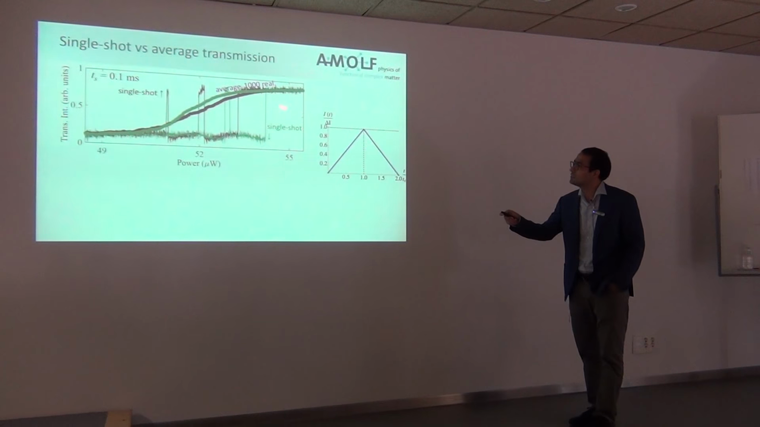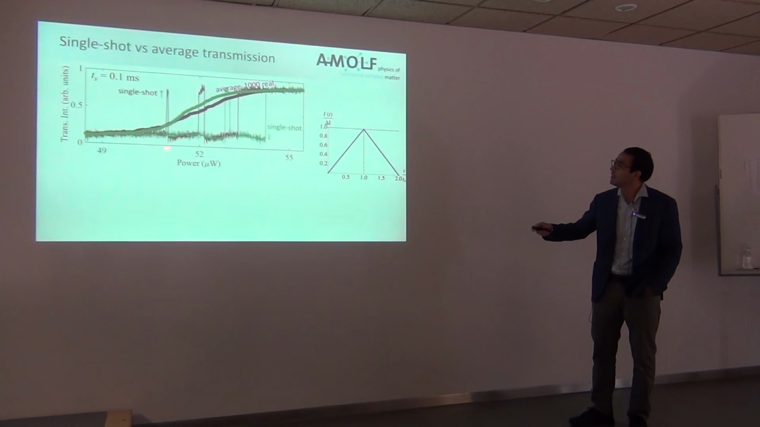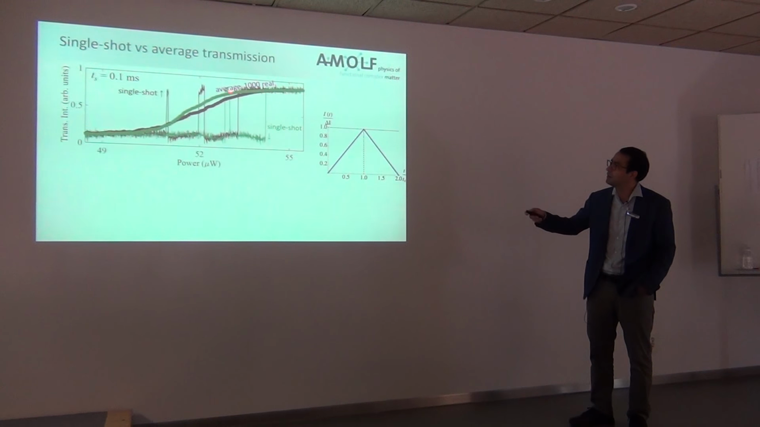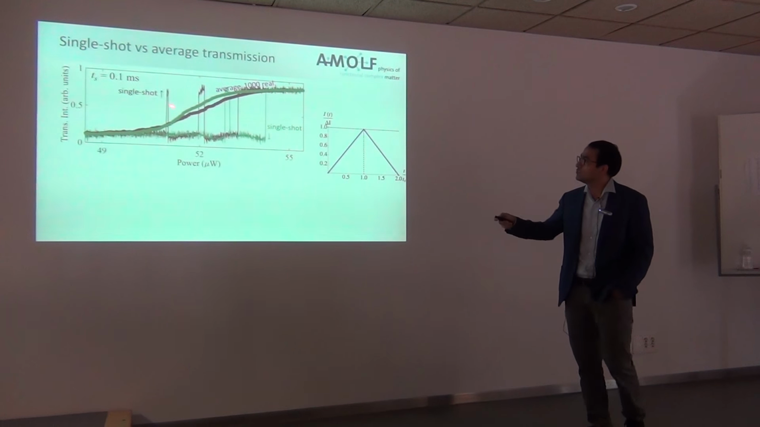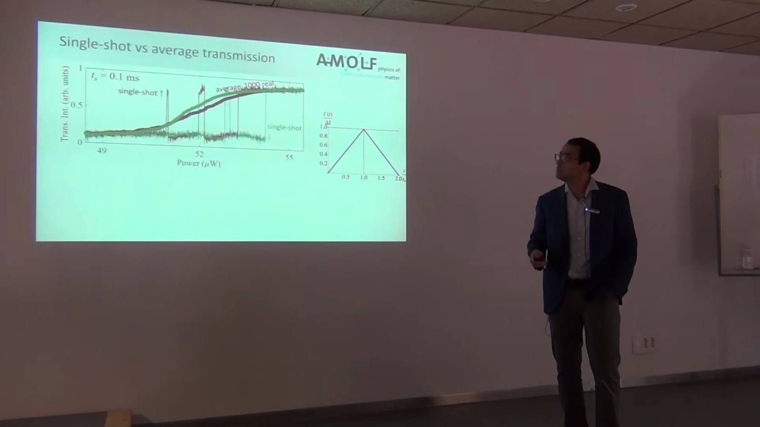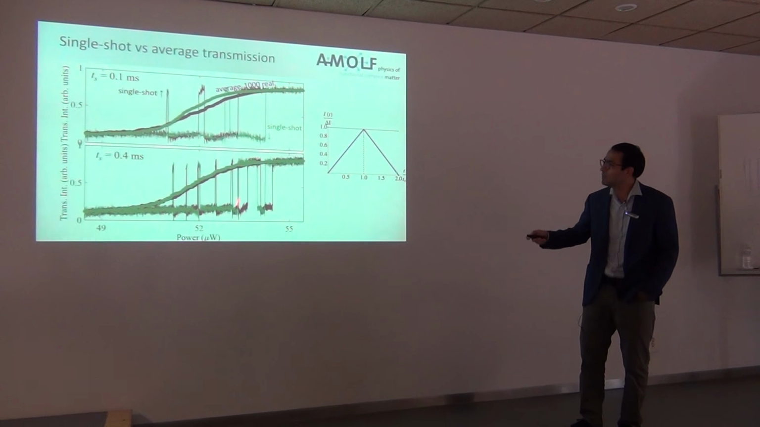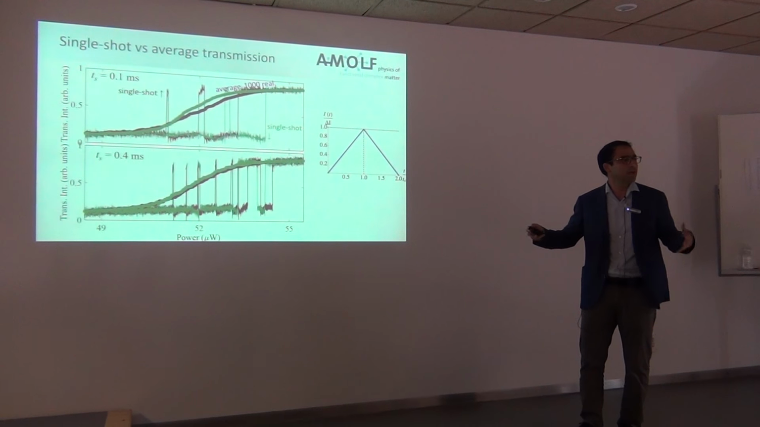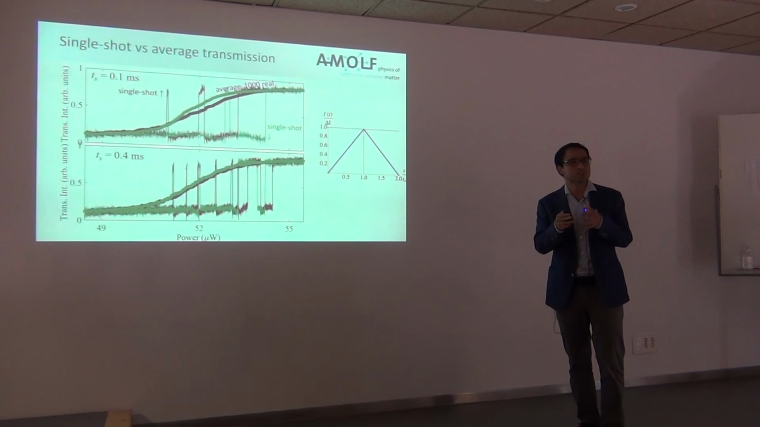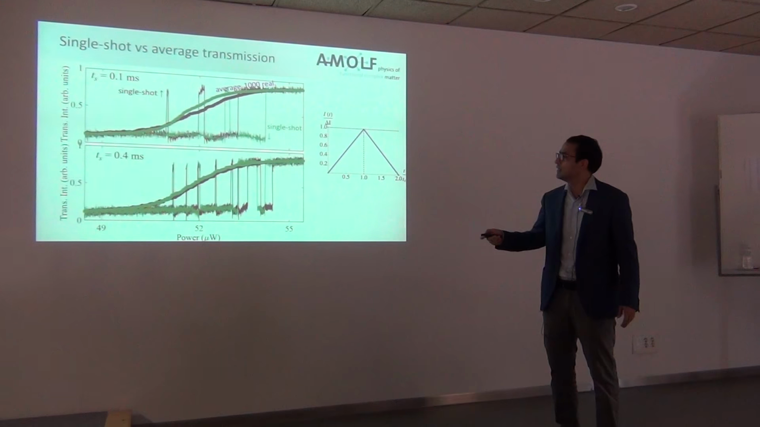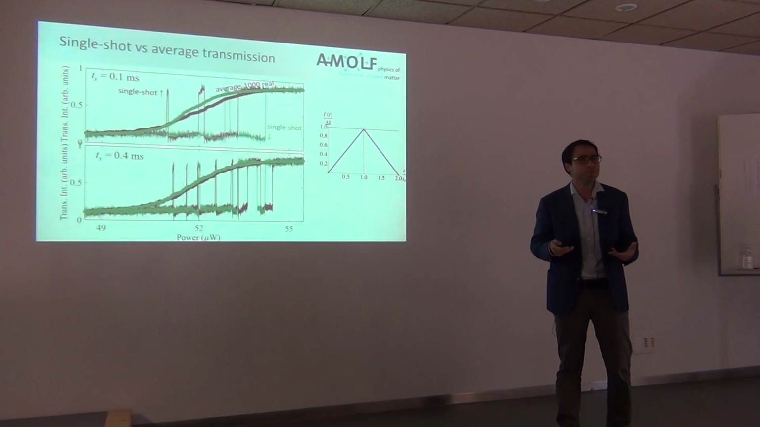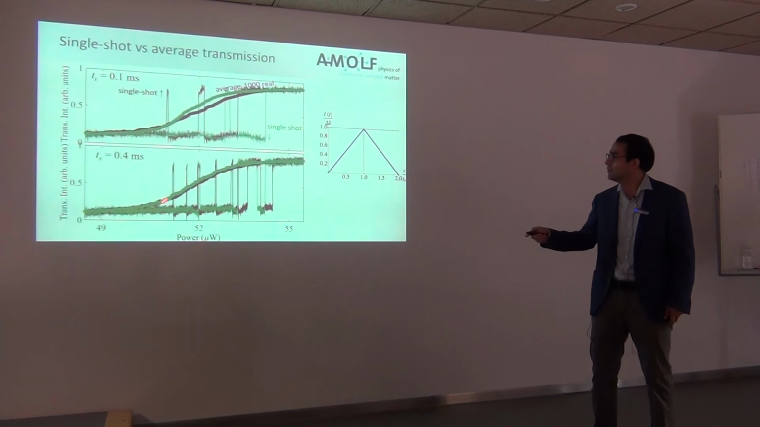If I repeat this 1,000 times, I get the thick lines. I come up through the black and back through the green. These scans were done in 0.1 milliseconds. If I now change it to 0.4 milliseconds, now you see many more jumps. And so on average, the hysteresis area closes because of the influence of fluctuations. And in the limit of an infinitely slow sweep, you recover the prediction of a unique steady state.